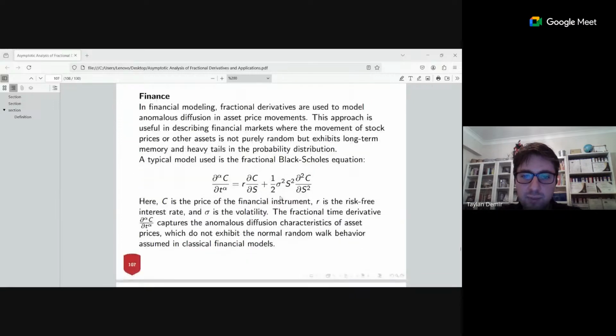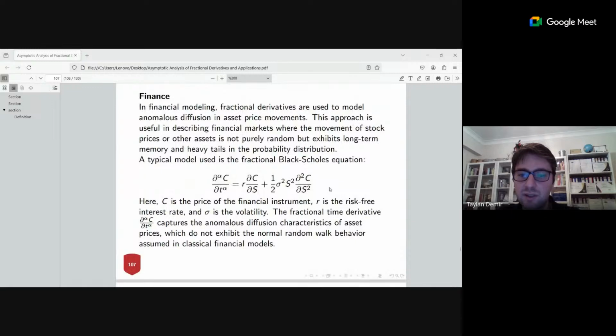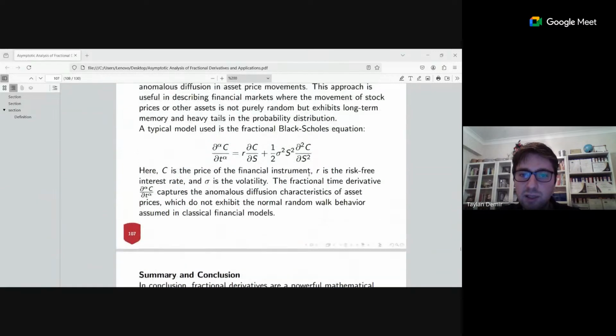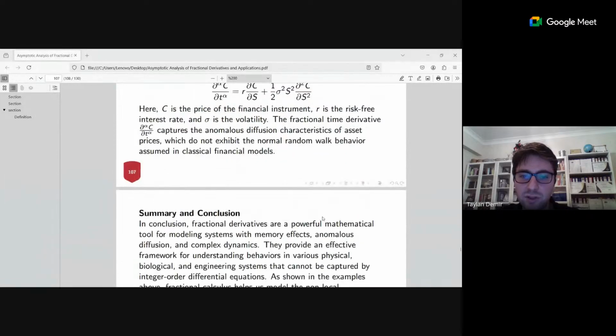And it can be used in the finance model. In financial modeling, fractional derivatives are used to model anomalous diffusion in asset price movements. And this is the fractional Black-Scholes equation. Similarly, existence and uniqueness and stability information is necessary for the interpretation of the finance model with the fractional Black-Scholes equation.